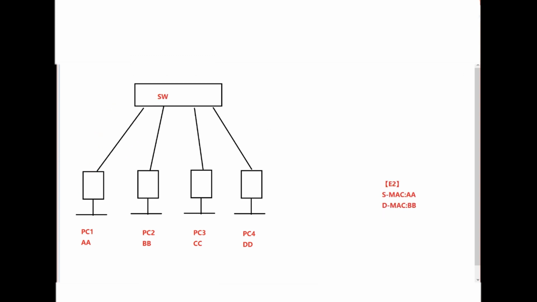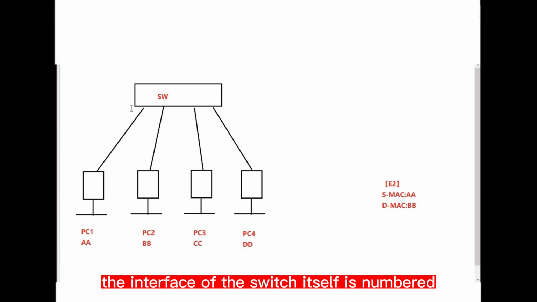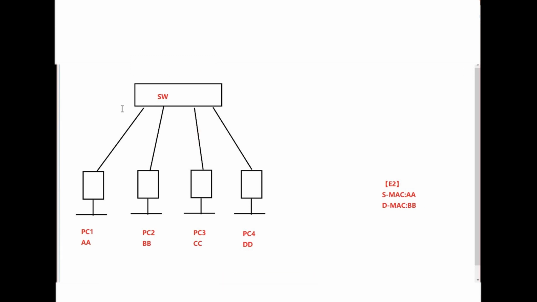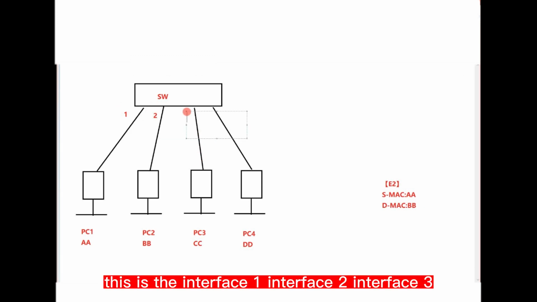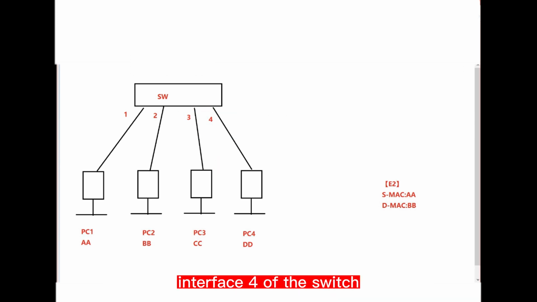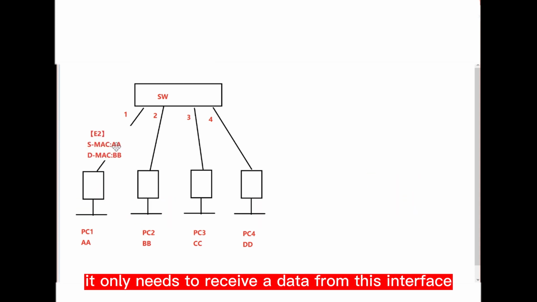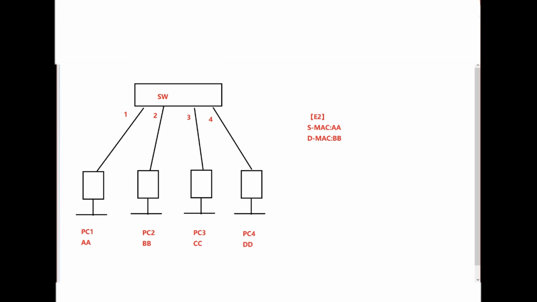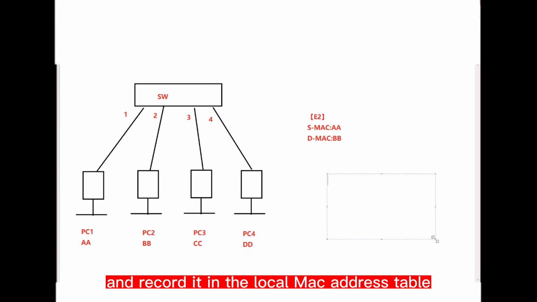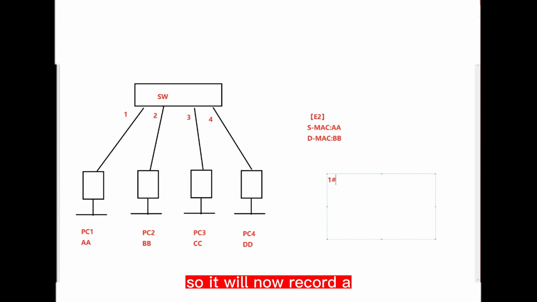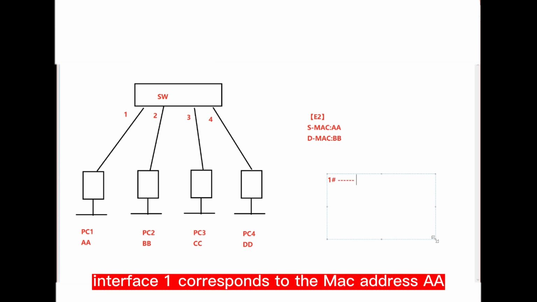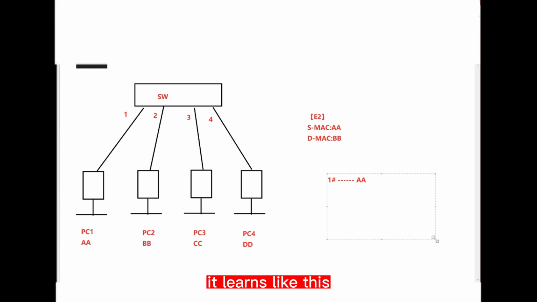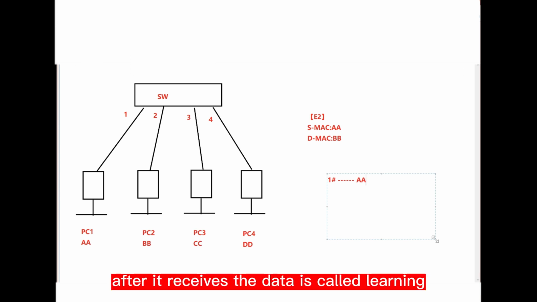It enters the switch. The interfaces of the switch themselves are numbered. For example, this is interface 1, interface 2, interface 3, interface 4 of the switch. It learns locally. It only needs to receive data from this interface. It will look at the source MAC in this data and record it in the local MAC address table. So it will now record that interface 1 corresponds to MAC address AA. The first behavior after it receives the data is called learning.